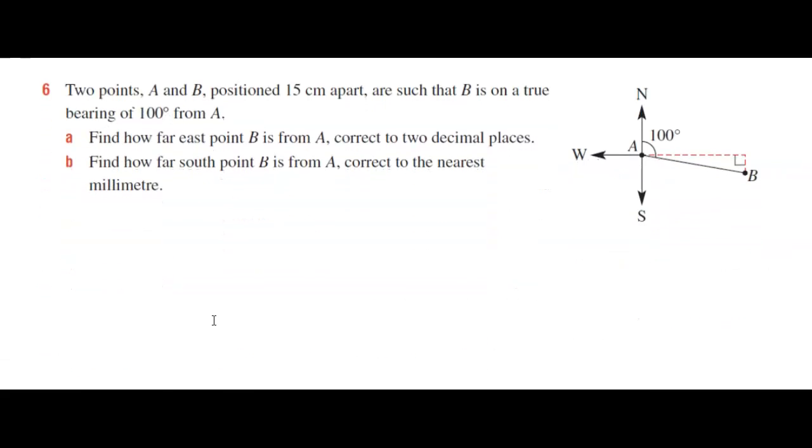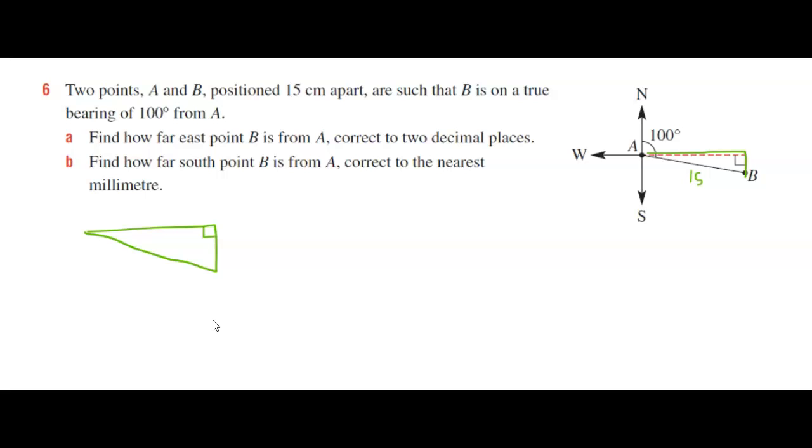Okay, let's go on to the next one. 2 points A and B positioned 15 centimeters apart are such that B is on a true bearing of 100 degrees from A. So it's drawn that for us. And A and B are 15 centimeters. So I'll put it on the diagram. Find how far east point B is from A. So we're going across, finding that distance, and then how far south. So we're going down. So let's draw that triangle again.